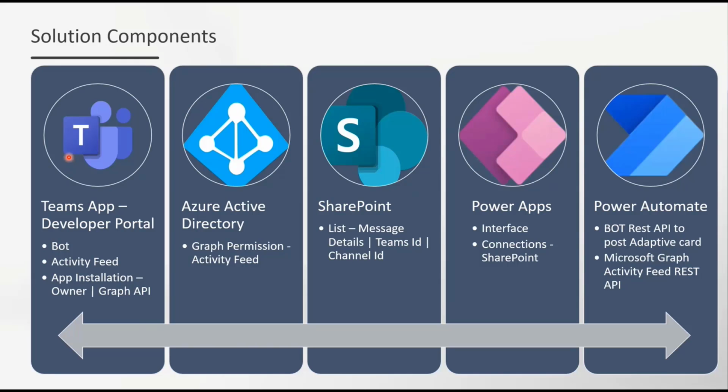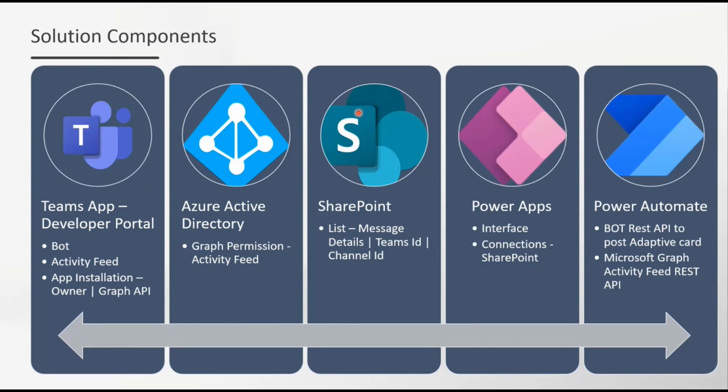There are different ways to install the app once it is developed. The first way is, as an owner of a team, you can install it by yourself. Or if you want this as an enterprise-scale app, with like 5,000 or 10,000 stores, you can install this Teams app to all of those selected teams using a Graph API. Right, and then we have an Active Directory app. This particular app is responsible for sending the activity feed.